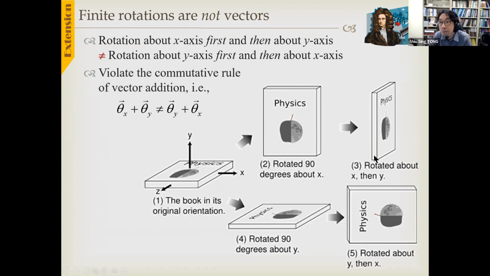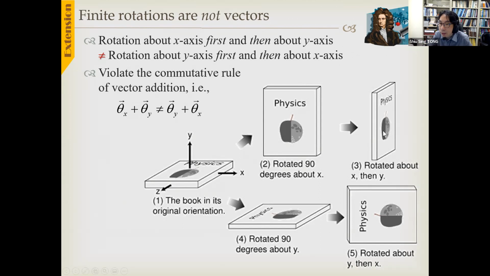So that's the result when I rotate the book 90 degrees about the x-axis and then 90 degrees about the y-axis. How about if I do the opposite, if I reverse the order of the rotation? Now, if I first rotate the book about the y-axis, the vertical axis, the book will become like this, right? And then if I rotate the book about the x-axis, it will become facing me like this. Okay, it still is facing me, but with the direction rotated by 90 degrees, right?